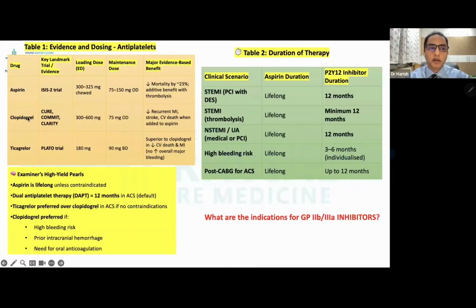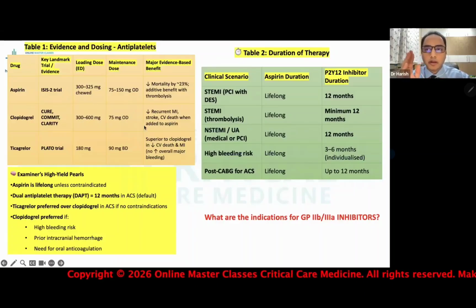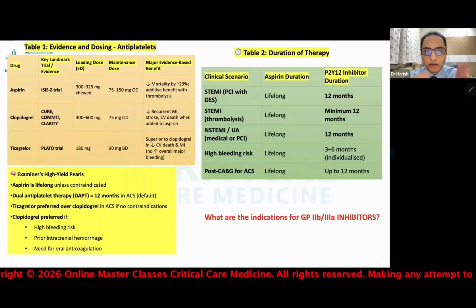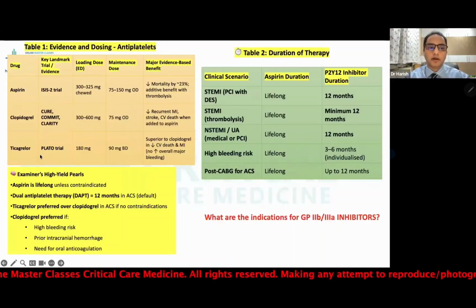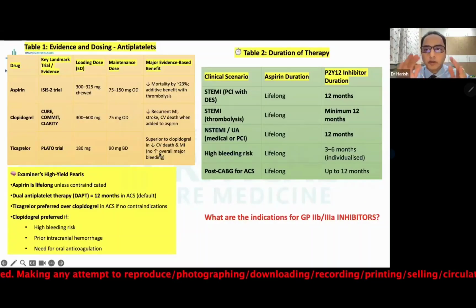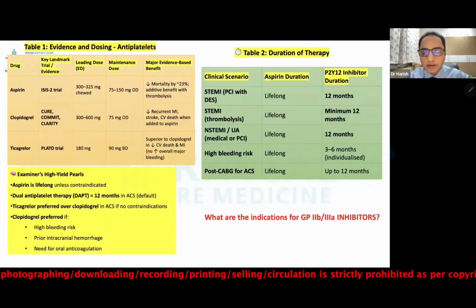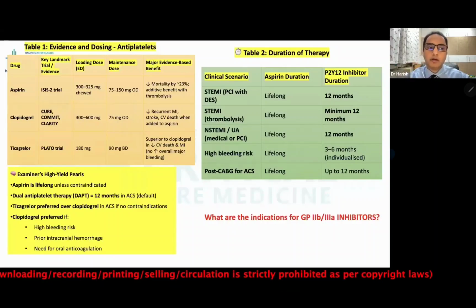Okay. So clopidogrel, we have the CURE, COMMIT and CLARITY trials. The dose is 300 to 600 milligram with a maintenance dose of 75 milligram. It helps in reducing recurrent MI, stroke, cardiovascular related death when added to aspirin. Ticagrelor, we have the PLATO trial, 180 milligram loading dose followed by 90 milligram BD. It is superior to clopidogrel in reducing cardiovascular death and myocardial infarction. There is no overall increase in major bleeding even if you use ticagrelor.